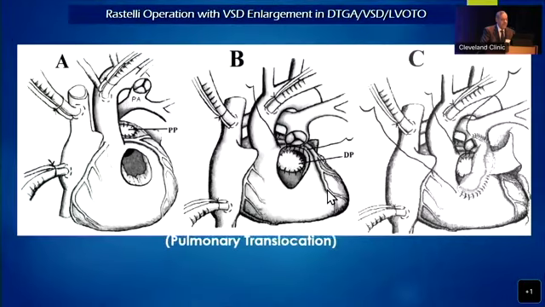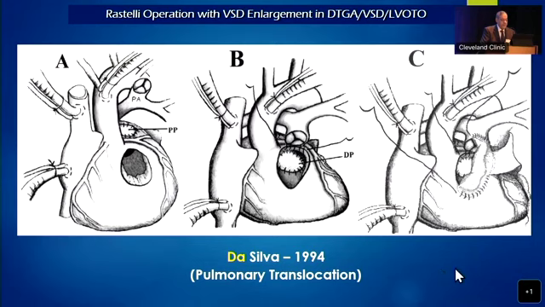and then the Lecompte maneuver is used for the RVOT reconstruction. Then the De Silva procedure, introduced in 1994, or pulmonary translocation, is an interesting operation, but it really requires some reasonable function of the pulmonary valve. What it entails is disconnecting the pulmonary valve completely from the right ventricle, something we also do when we perform the Ross procedure, closing the VSD, and then translocating the pulmonary artery anteriorly and sewing it directly to the right ventricle.